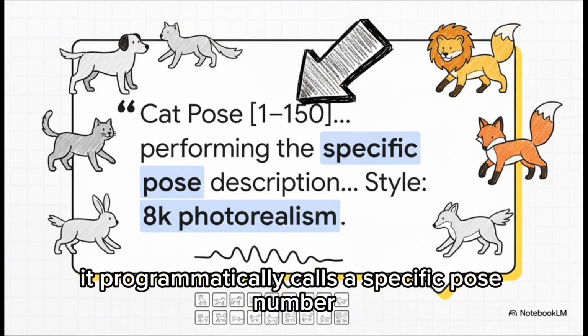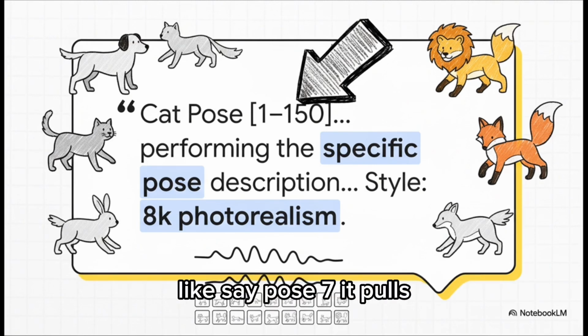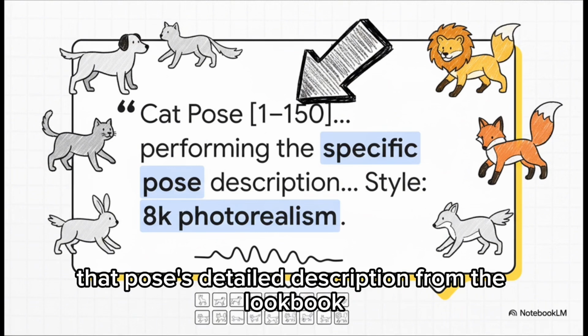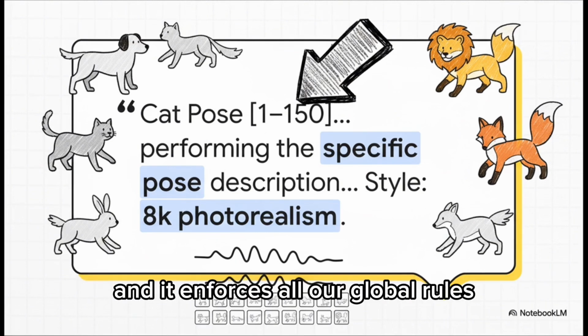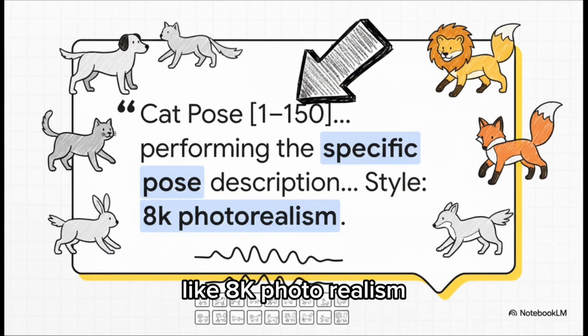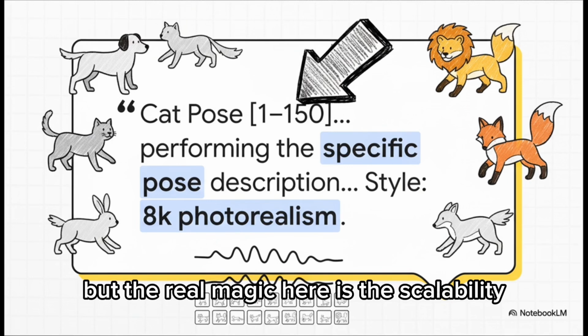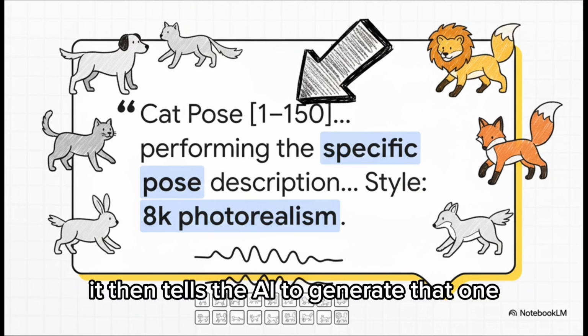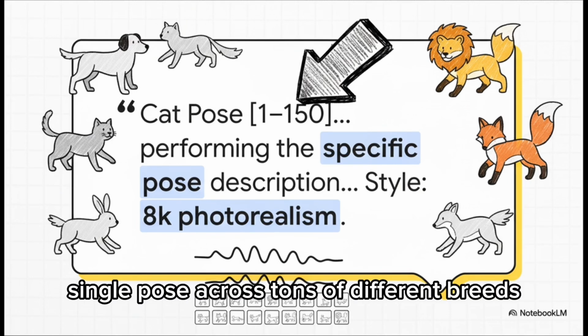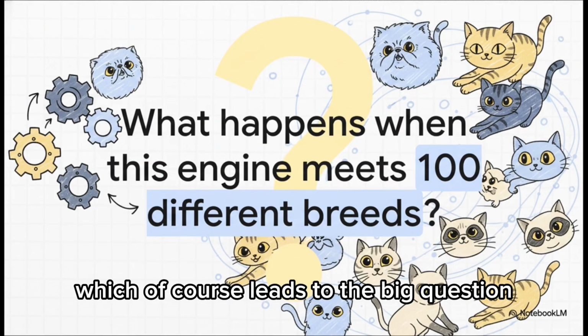It programmatically calls a specific pose number, like say pose 7. It pulls that pose's detailed description from the lookbook, and it enforces all our global rules like 8K photorealism. But the real magic here is the scalability. It then tells the AI to generate that one single pose across tons of different breeds. Which of course leads to the big question.